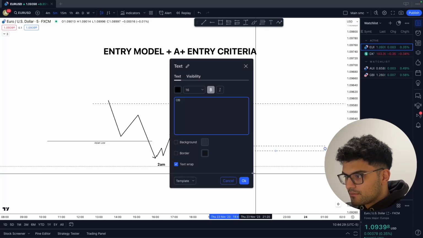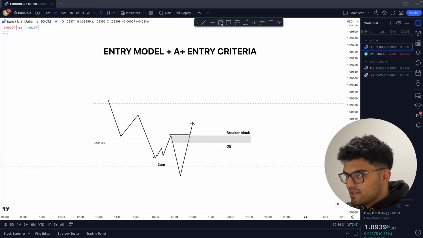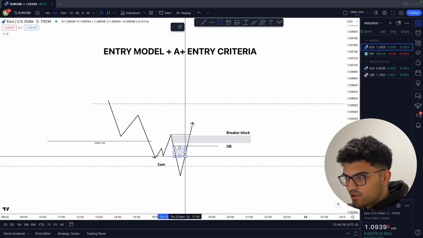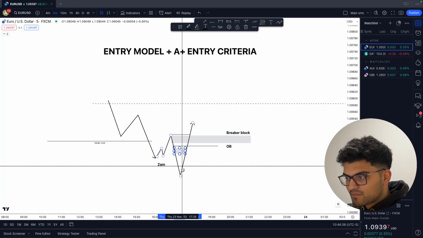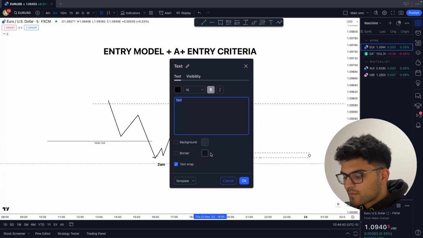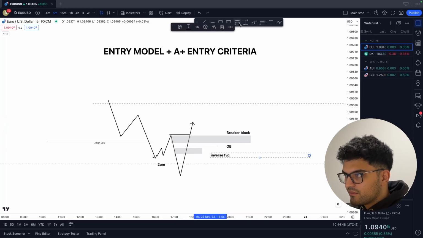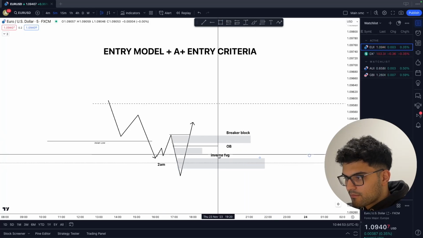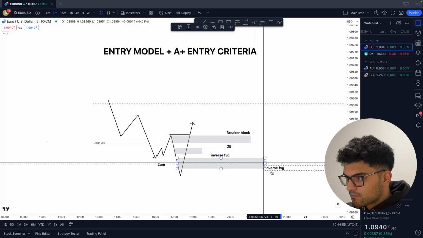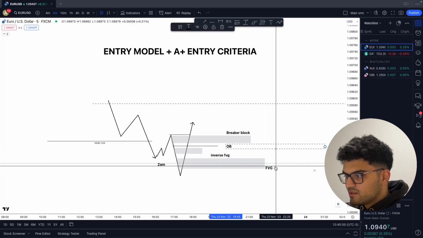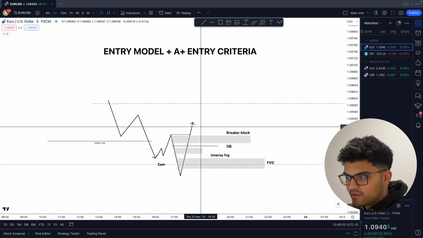I'll mark it OB. The next thing we could go for is an inverse fair value gap, which is also an extra confluence. If there's a fair value gap on the way down, displacing down, and we break past that, then we have what we call an inverse fair value gap. Sometimes we come and react off this as well. And then finally, the main one is a normal fair value gap, FVG. So these are pretty much the four ways you could enter the trade after this is broken.